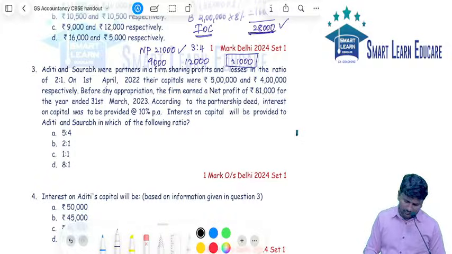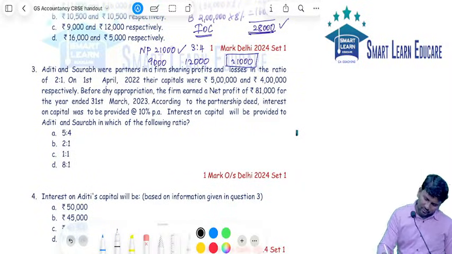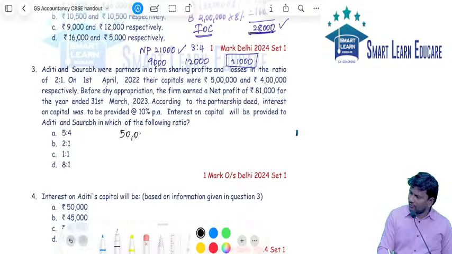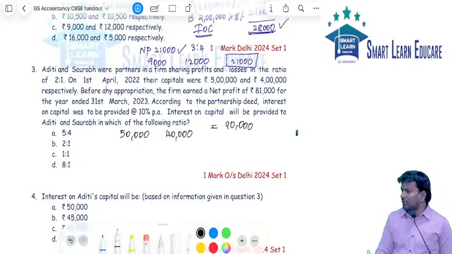Completed. So the capital is 5 lakh. 5 lakh into 10 percentage is 50,000. 4 lakh into 10 percentage is 40,000. It means to pay interest on capital, totally how much is required? 90,000 is required.